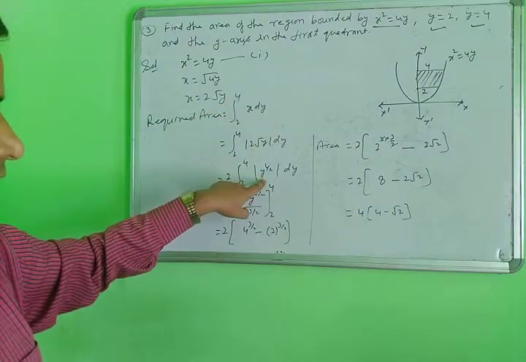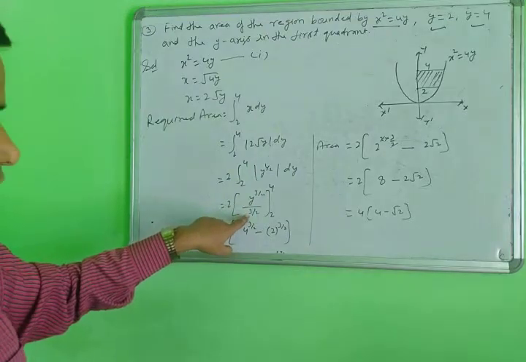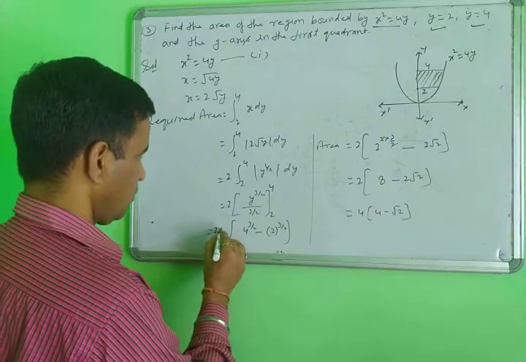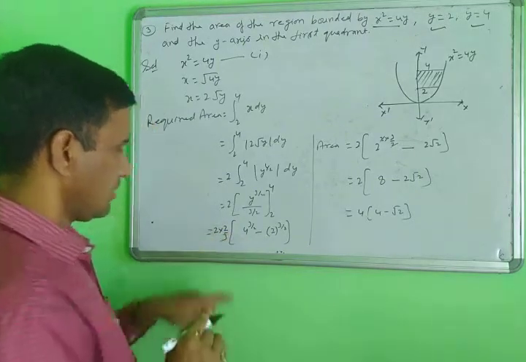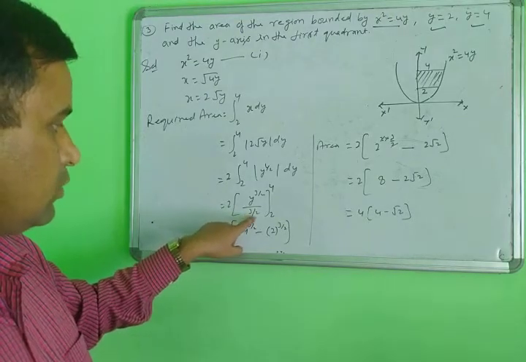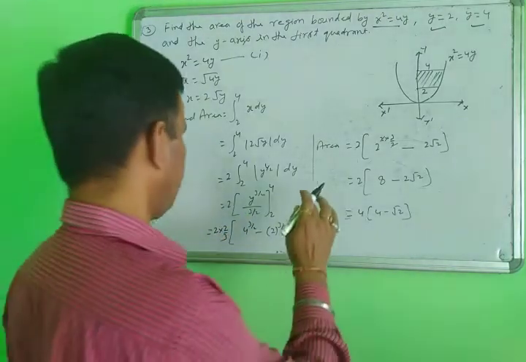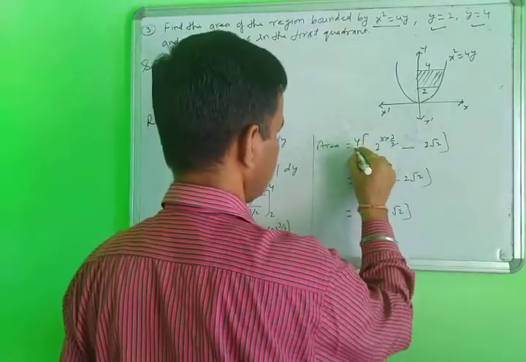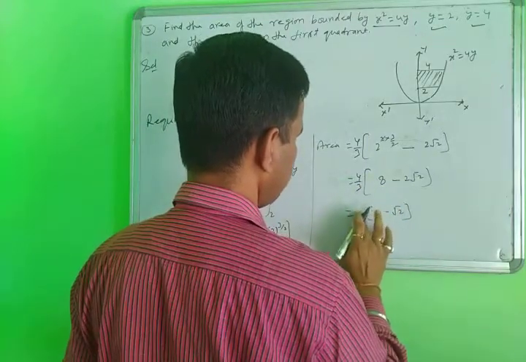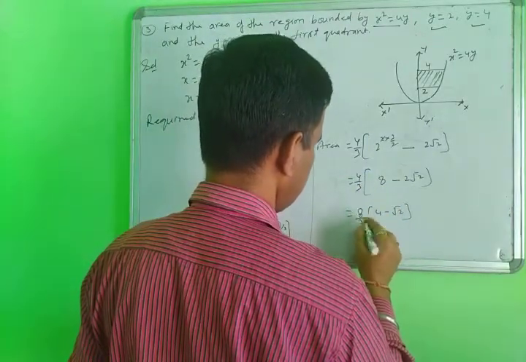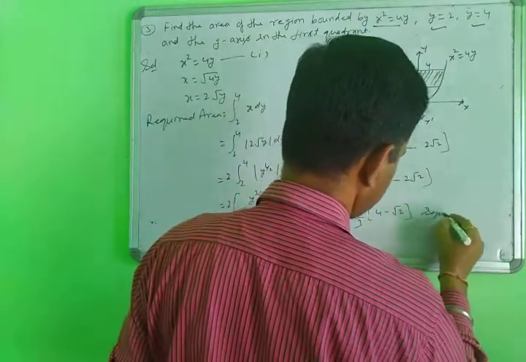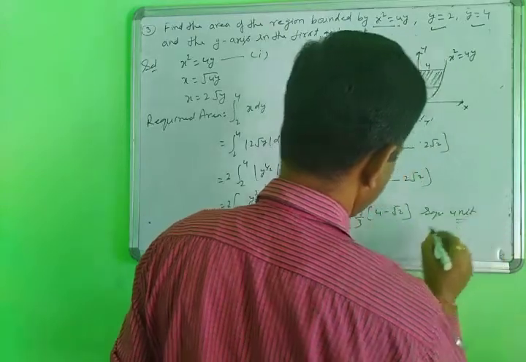Putting it here, then you integrate this, and this 3 by 2 is left. This 3 by 2 is left here, then you can write 2 into 2 by 3. This 3 by 2 is left here, so you change it to 2 by 3. So then you have 4 by 3. You can write here 4 by 3. Then you can write 8 by 3 square unit. This is your answer.